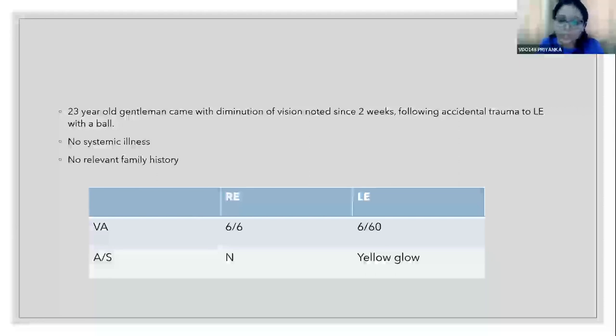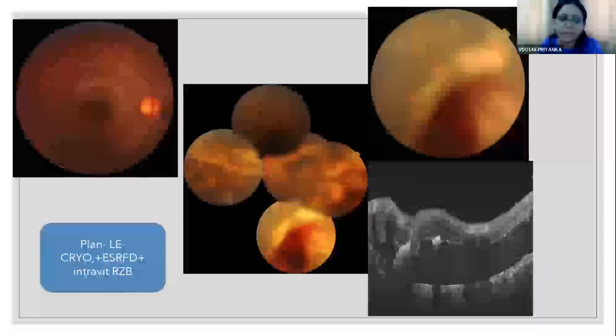On examination, right eye visual acuity was 6/6, left eye was 6/60, and there was a dull yellow glow on the fundus. Right eye fundus evaluation was normal with a normal disc, macula, and periphery. Left eye showed a lot of exudative detachment, telangiectasia, and a peripheral VPTR in the inferotemporal periphery. So we made a diagnosis of Coats disease. We can see the OCT B scan showing the exudative detachment with a lot of exudates.